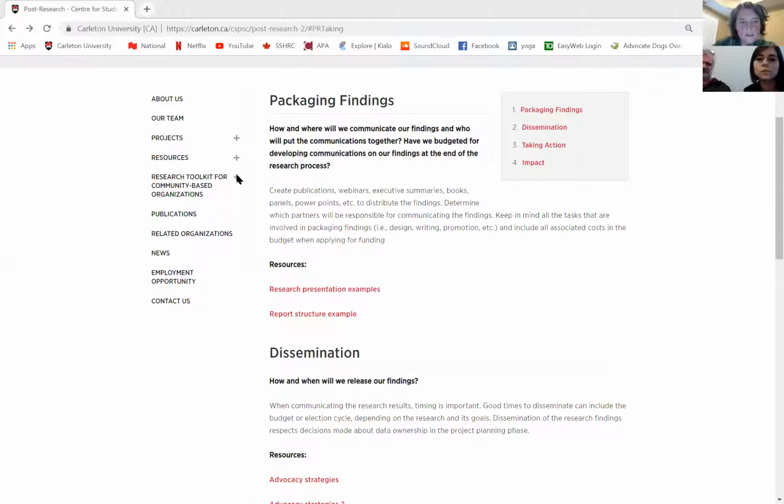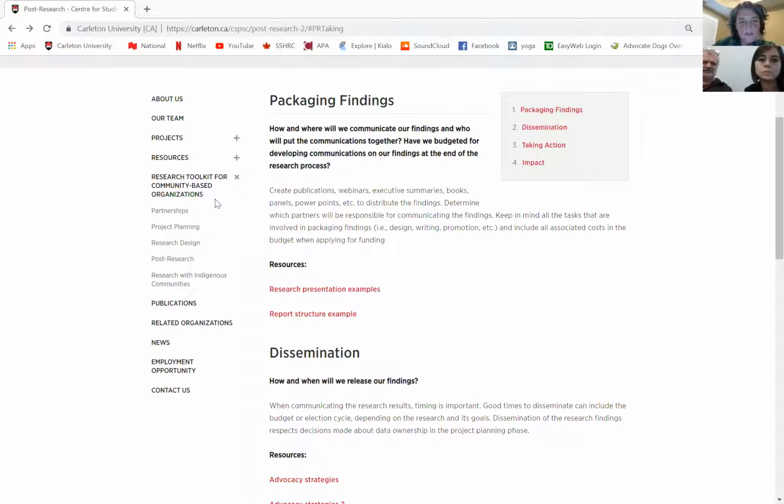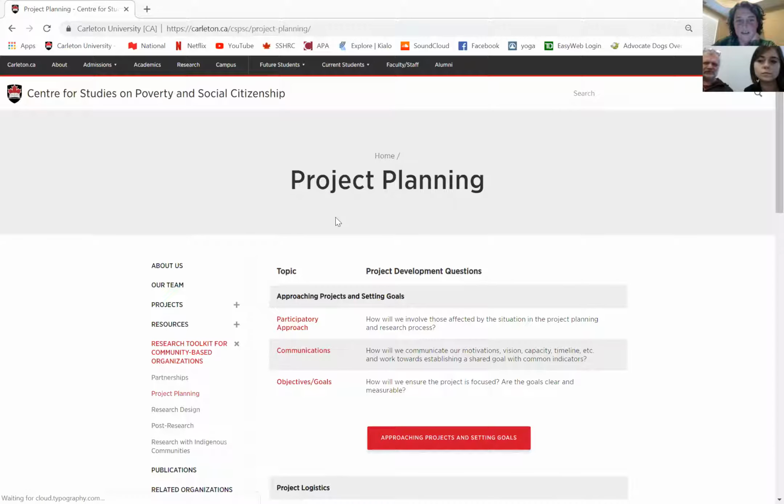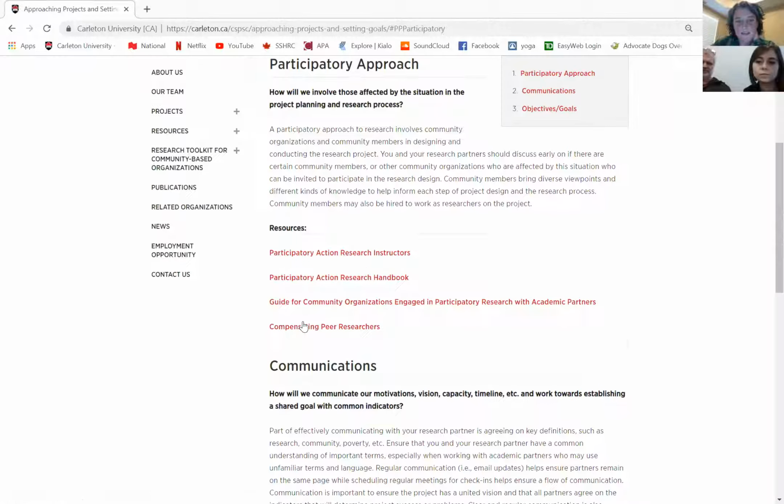Here, I'll just go over it again. That one was the participatory approach. So that was under project planning. And it's the first section that comes up in project planning, participatory approach. It was the guide for community organizations engaged in participatory research with academic partners. So the link is here under the participatory approach section. Great. All right.